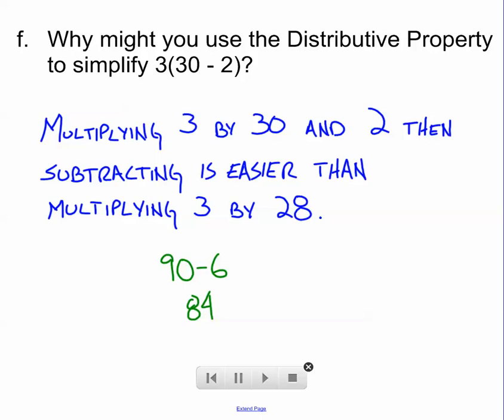As opposed to 3 times 28. Does anybody know what 3 times 28 is, off the top of your head? Well, it happens to be 84. But it's easier to look at it as 3 times 30 is 90. 3 times 2 is 6, and then we'll subtract.